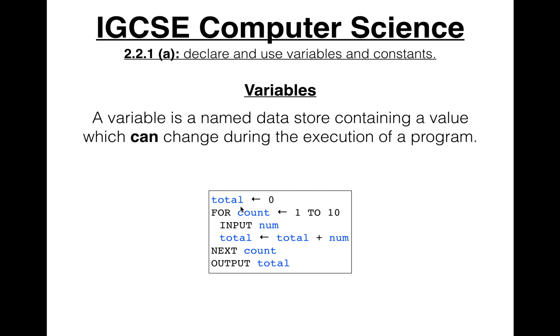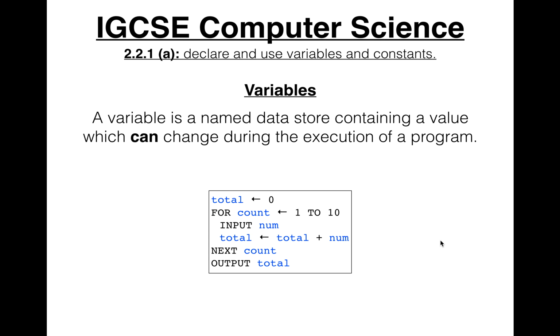So take a look at this program here. We have a totaling program. You input 10 numbers, it totals the 10 numbers, and then outputs the total. So the variables here are total, count, and num. What this means is these three variables can be changed in the program during the execution of the program.